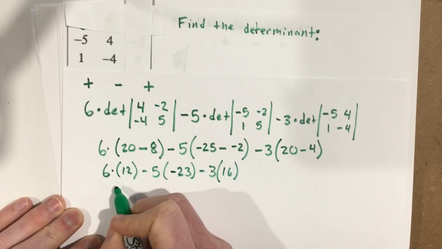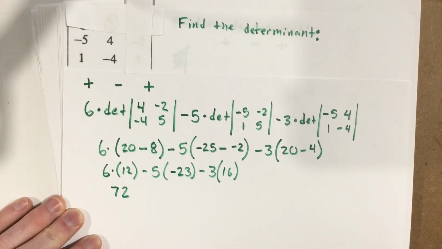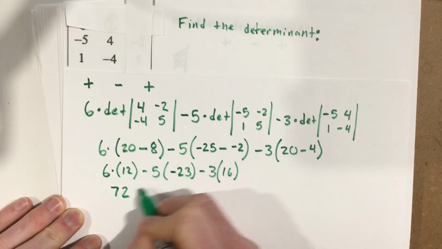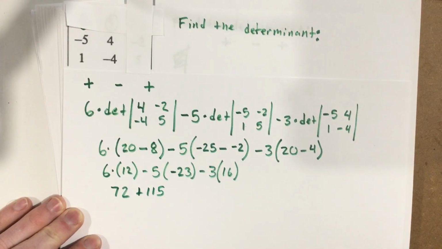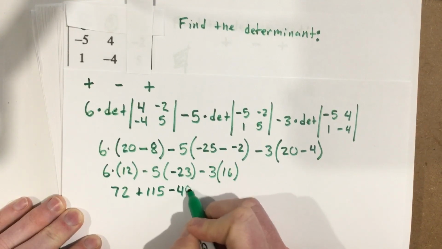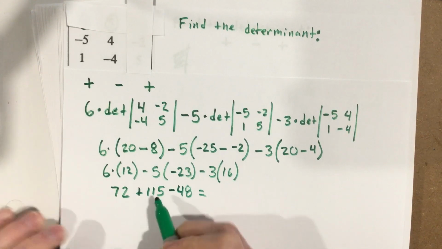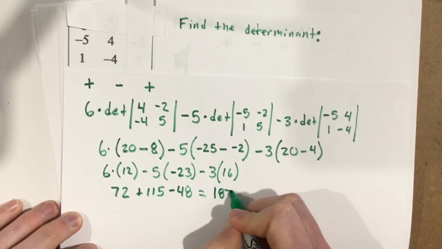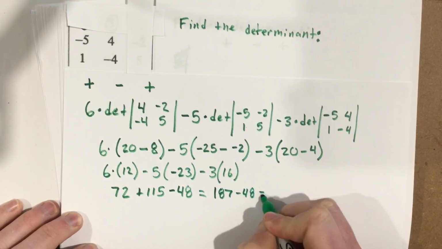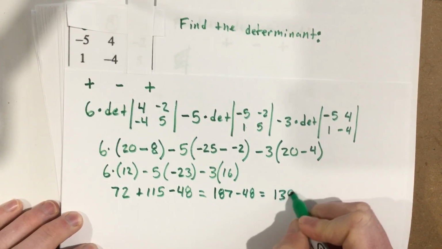6 times 12 gives us our 72. 5 times 23, that's 115, and that'll be positive, so plus 115. And then 3 times 16, 30, 48, so minus 48. Let's go ahead and add these together. 115 and 72 would be 187. So we end up with 187 minus 48. Subtract 40, that's 147. Subtract 8 more, that's 139.